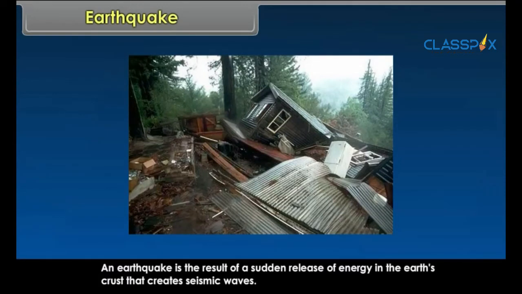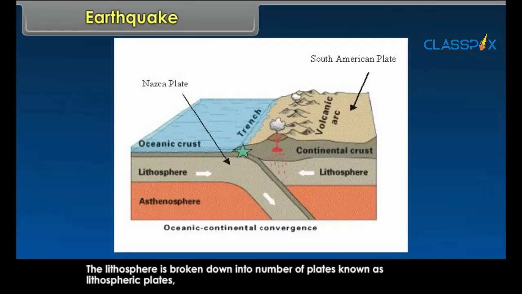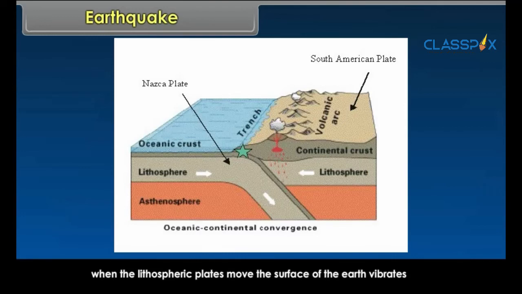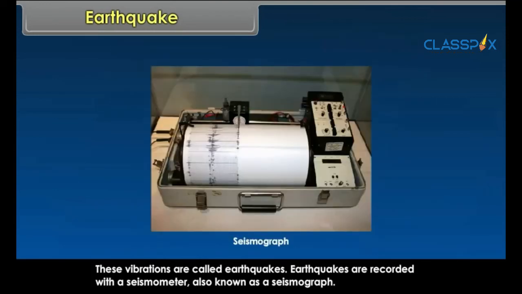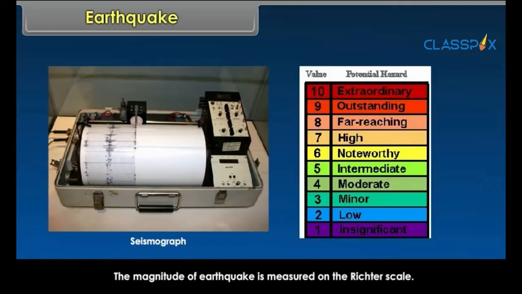Earthquake. An earthquake is the result of a sudden release of energy in the Earth's crust that creates seismic waves. The lithosphere is broken down into a number of plates known as lithospheric plates. When the lithospheric plates move, the surface of the earth vibrates, and these vibrations can travel all around the earth. These vibrations are called earthquakes. Earthquakes are recorded with a seismometer, also known as seismograph. The magnitude of earthquake is measured on the Richter scale.